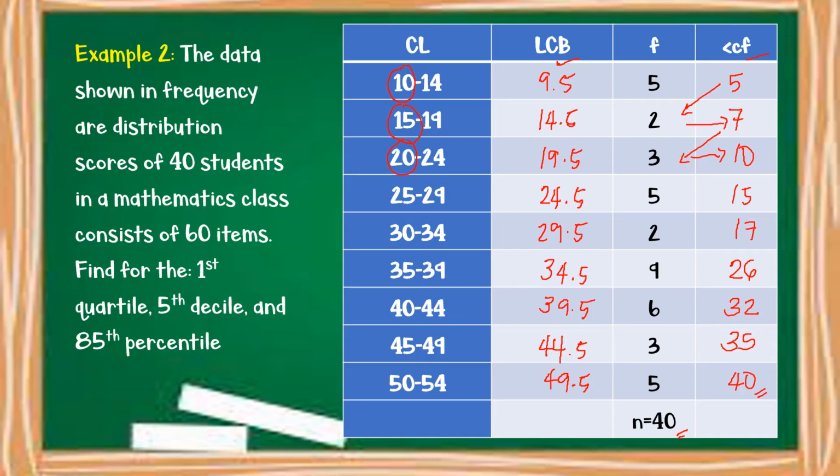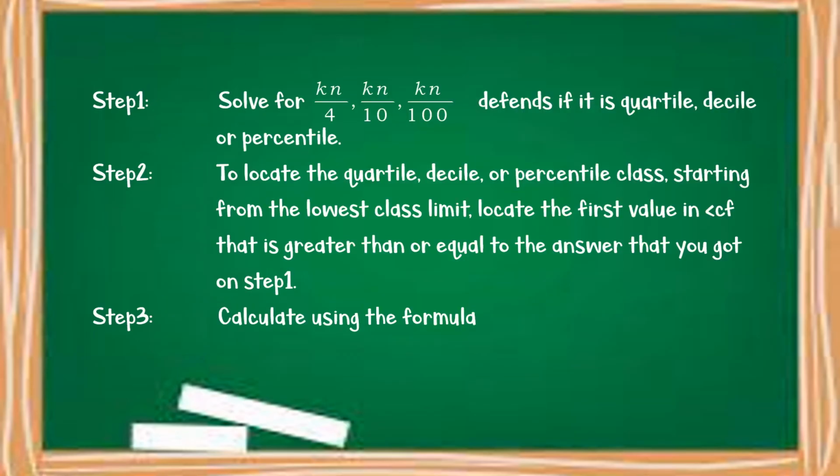Now we are ready to solve the first quartile, the 5th decile, and the 85th percentile. So here are the steps to solve the given problem. Step 1, we need to solve for kn divided by 4, kn divided by 10, and kn divided by 100 to determine if it is a quartile, decile, or percentile.